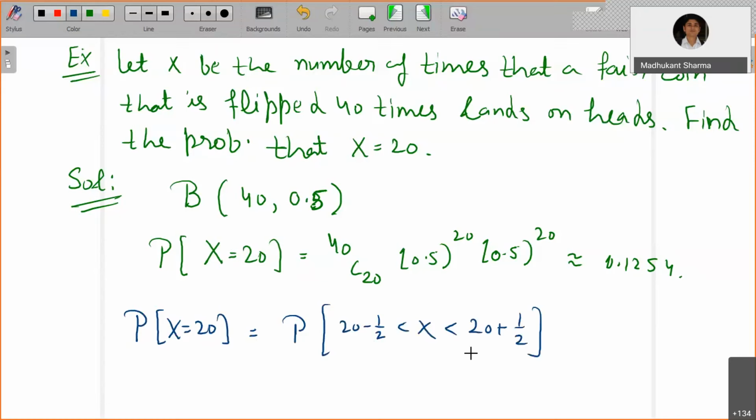So I add and subtract half here on both sides of the 20, and this is now an interval where we can apply the normal random variable. Because it represents the continuous case, you can get some non-zero value here. Now see such type of correction. So x equals 20 is written as x lies in the interval 20 minus half to 20 plus half, or any other value like 40 or whatever.